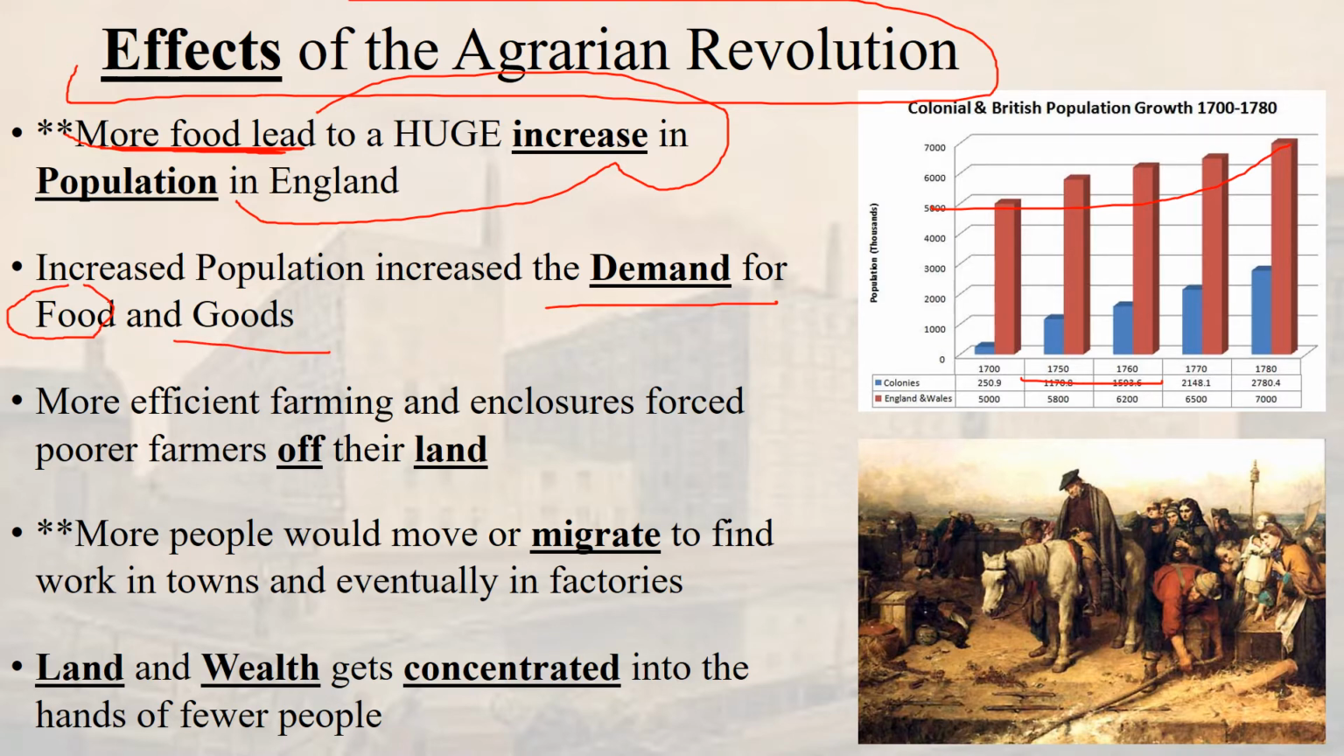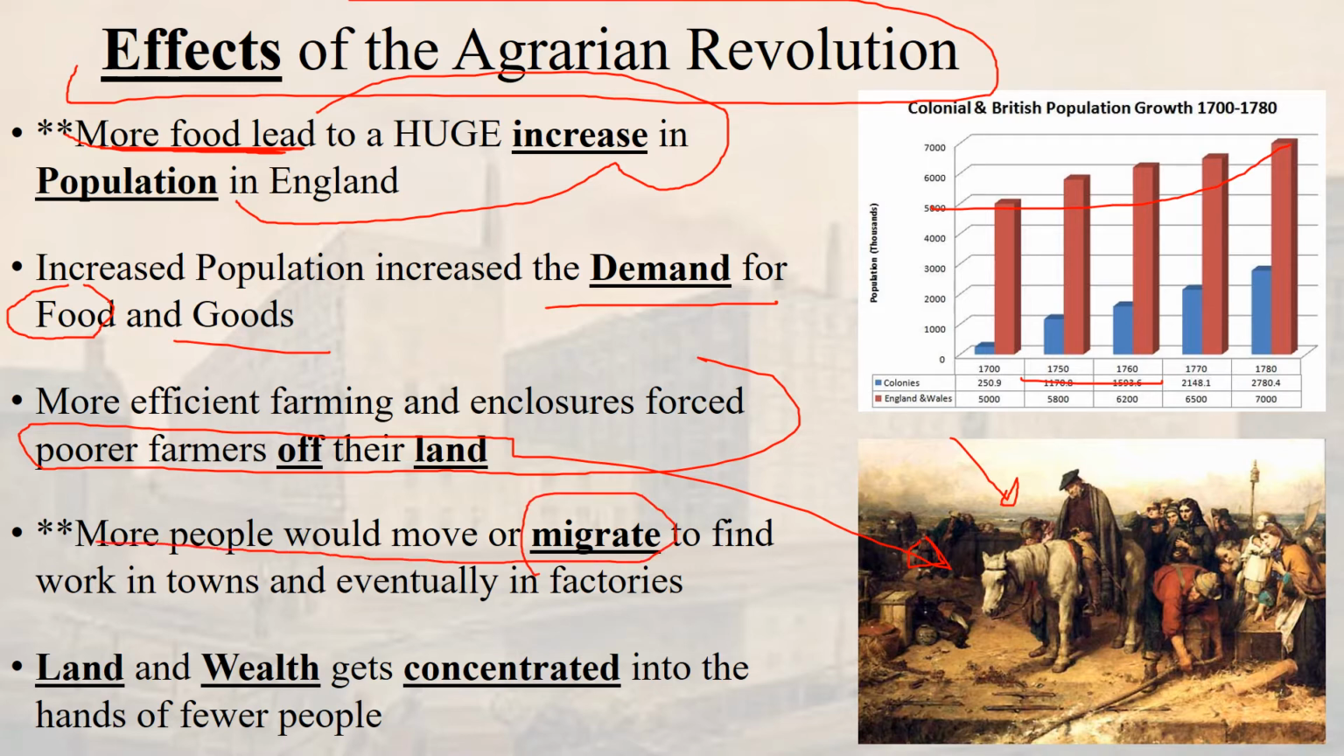This more efficient farming in the enclosures also had a negative effect of forcing poorer farmers and peasants off the land. Again, another famous painting. There's tons of these paintings of these enclosures, these forced migrations, or just migrations of these poorer farmers. So where do these people go? Well, they migrate to work in towns and eventually in factories.